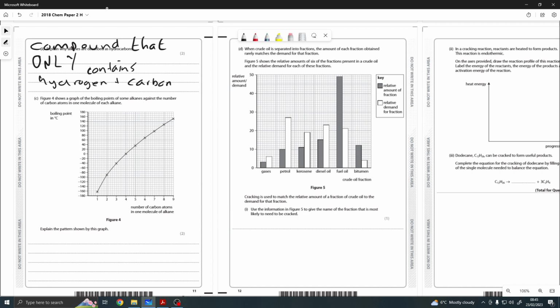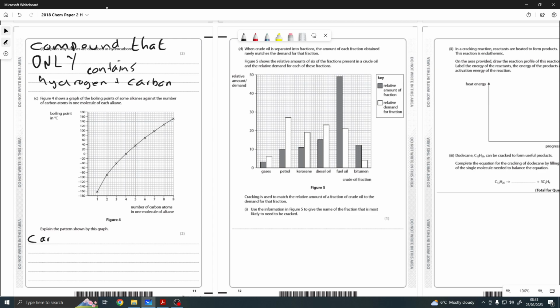Okay, figure 4 shows the graph of the boiling points of some alkanes against the number of carbon atoms in one molecule of each alkane. Explain the pattern shown on the graph. The first thing you need to do is state the pattern shown on the graph and then say why. As you can tell, as the number of carbon atoms increases, the boiling point increases.